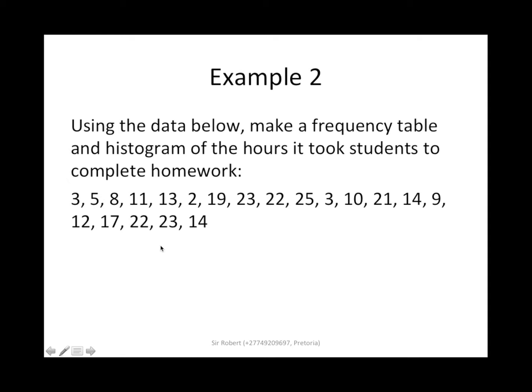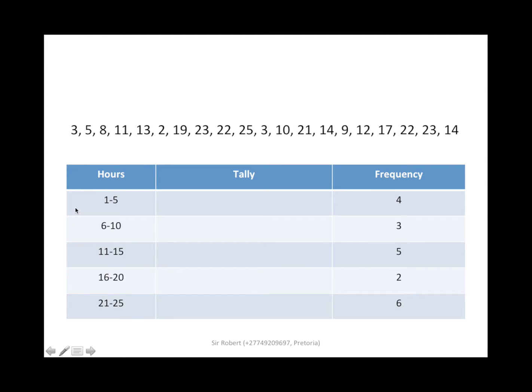So you can use intervals of 5: 1 to 5, 6 to 10, like that. As I've demonstrated, it's 1 to 5 hours, 6 to 10. I'm categorizing them in these class intervals. Let me demonstrate how to do them. This 3 is in here. Then 5 is in here. 8 is in this. 11 is in here. 13 is in here.